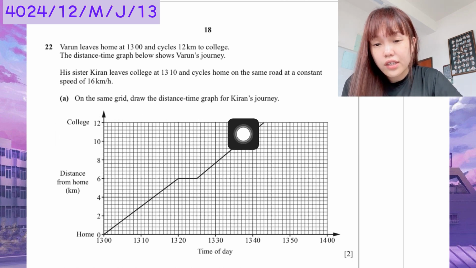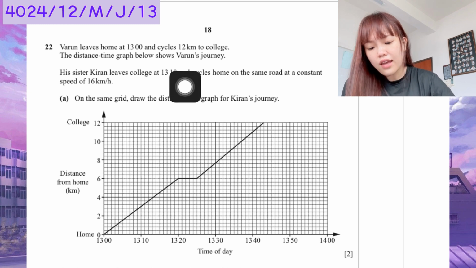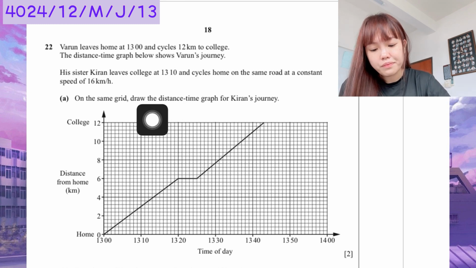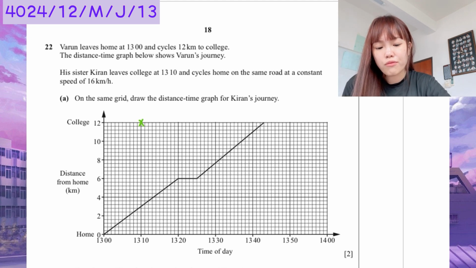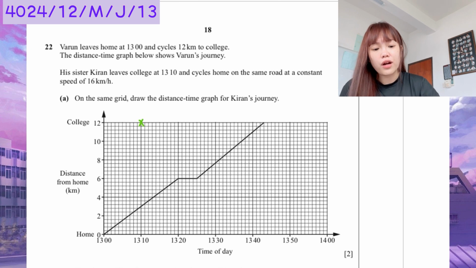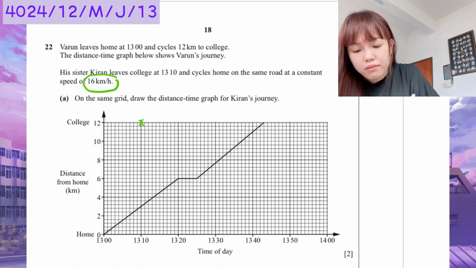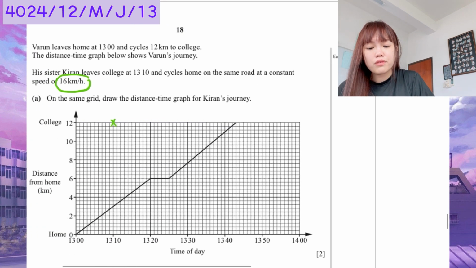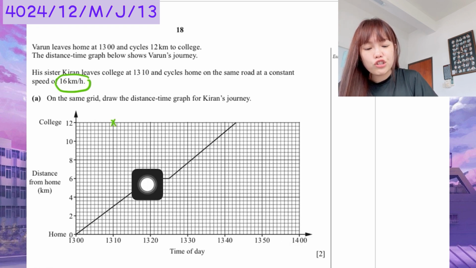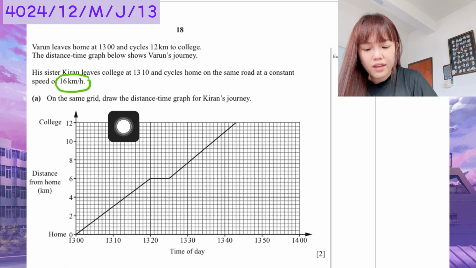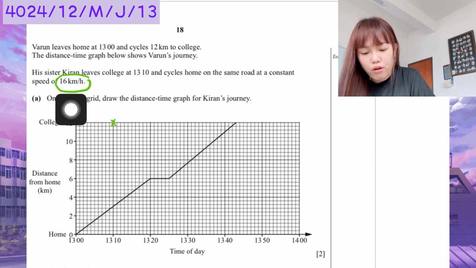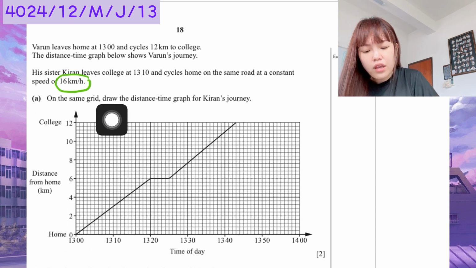So the college is here on top. Okay, leaves the college at 13:10. Means that from top here, 13:10 is here. And cycles home on the same road at a constant speed of 16 km per hour. Okay, so you are given speed, but you are not given time. You don't know what time Kiran reaches home. So you don't know this one draw until where. Okay, you know that it will go down, because from college until home, right? You see college to home.